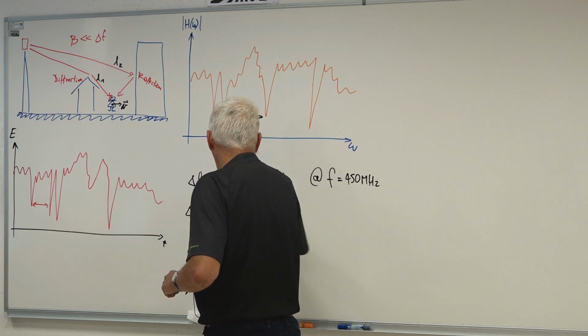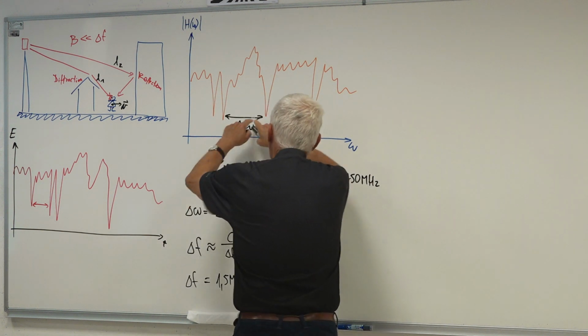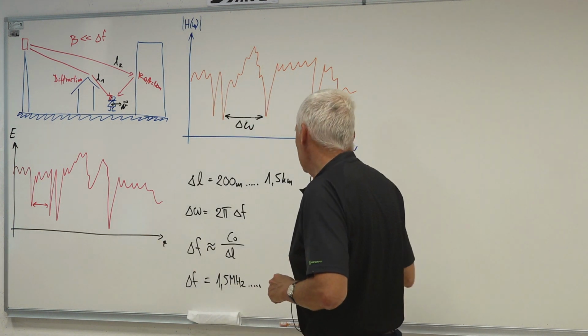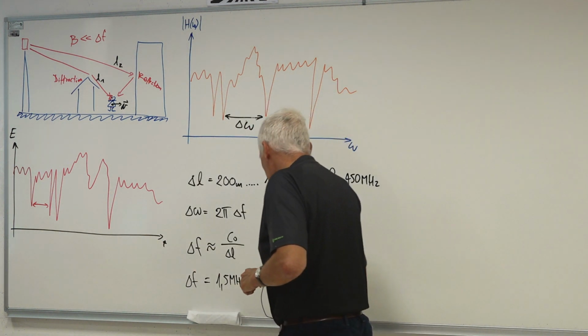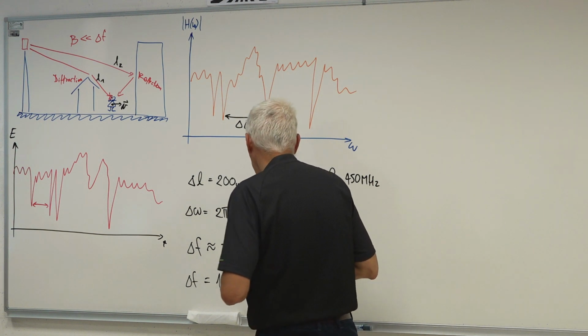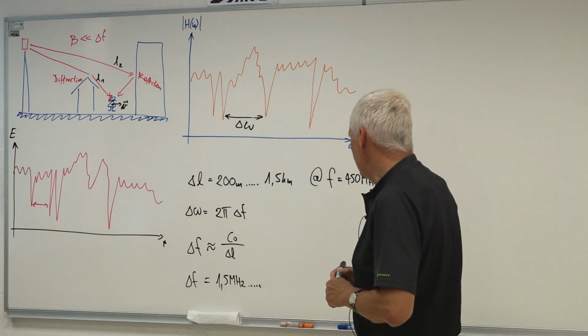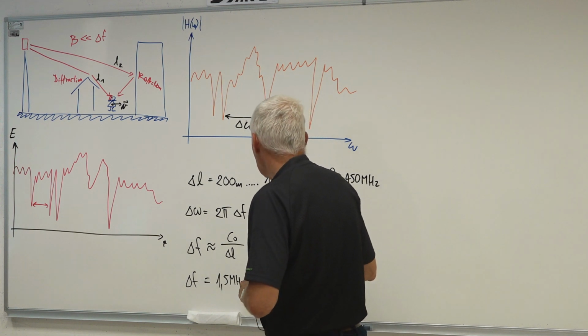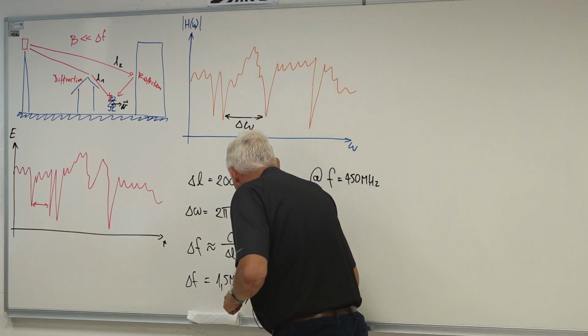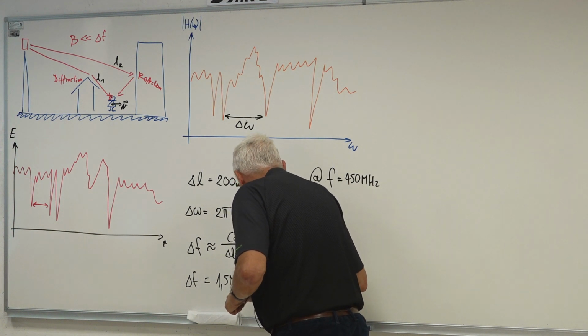down to the longer the distance, the shorter the period in the frequency domain. 1.5 kilometers is now around 200 kilohertz.